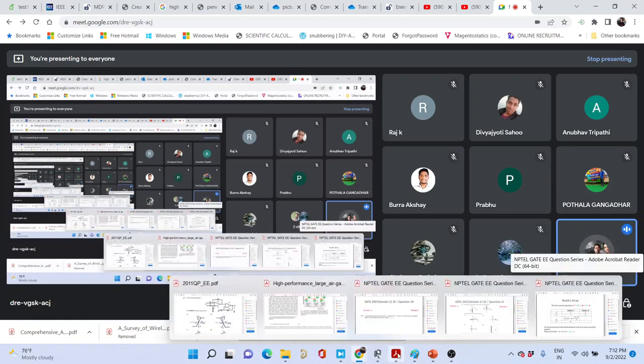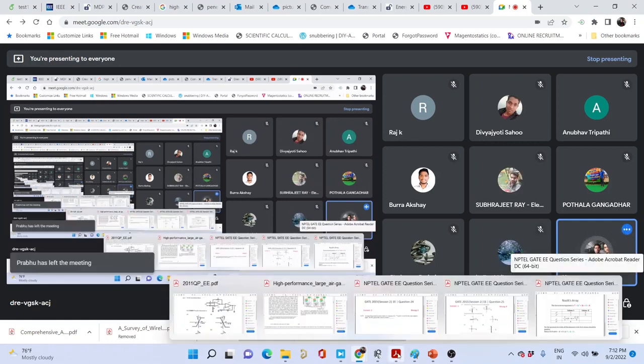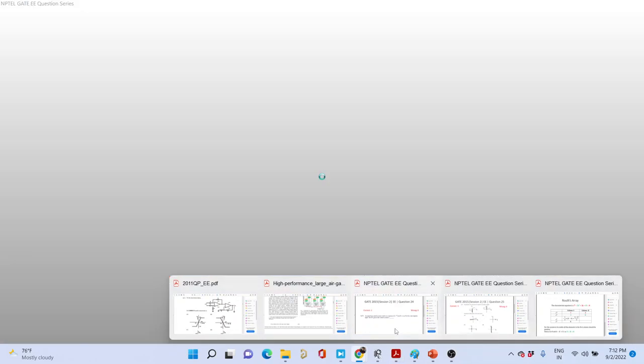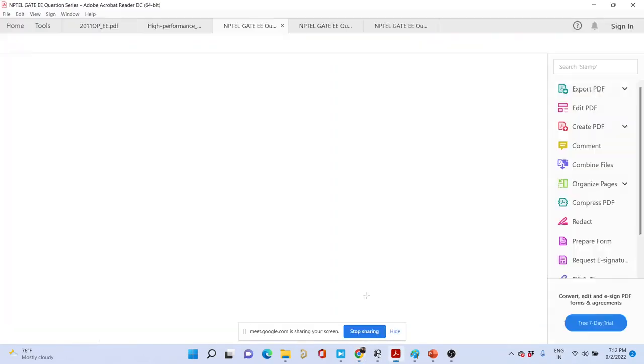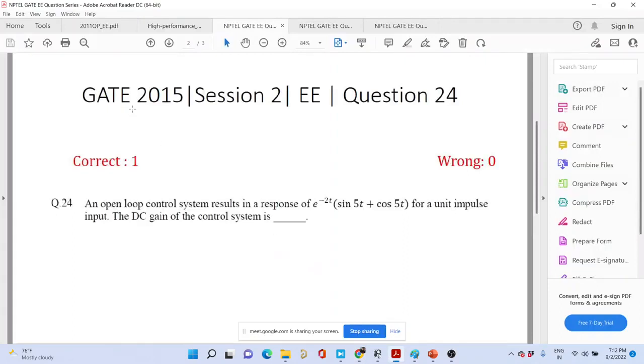Let's see whether I can ask you another question, but before that let us do another sum. This is another sum from the 2015 GATE paper. In this question, the impulse response of an open loop control system has been given to you. That is e to the power minus 2t sine 5t plus cos t, and you are asked to find the DC gain of the control system. So try it. I will give you 3 minutes to solve it, and then we will discuss.